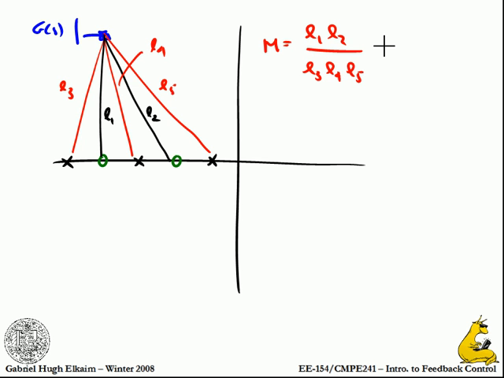All right. Phase. Okay. So for this one, I'm going to take that angle. So phi 1, phi 2 minus, I'll just match it here. There's phi 3, there's phi 4, and there's phi 5.